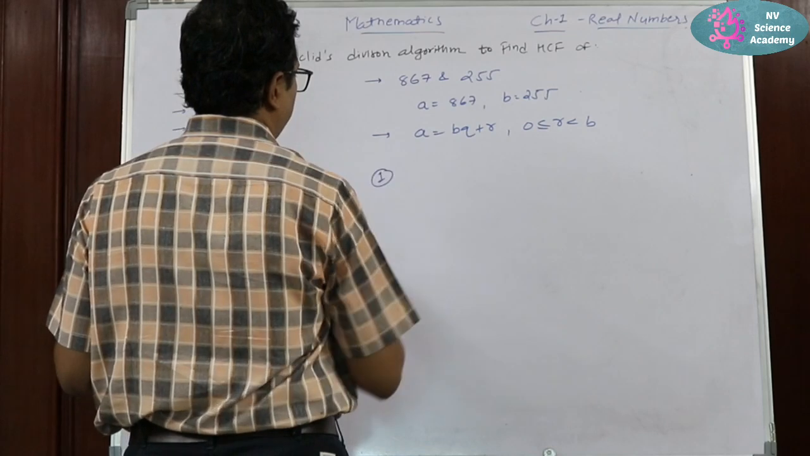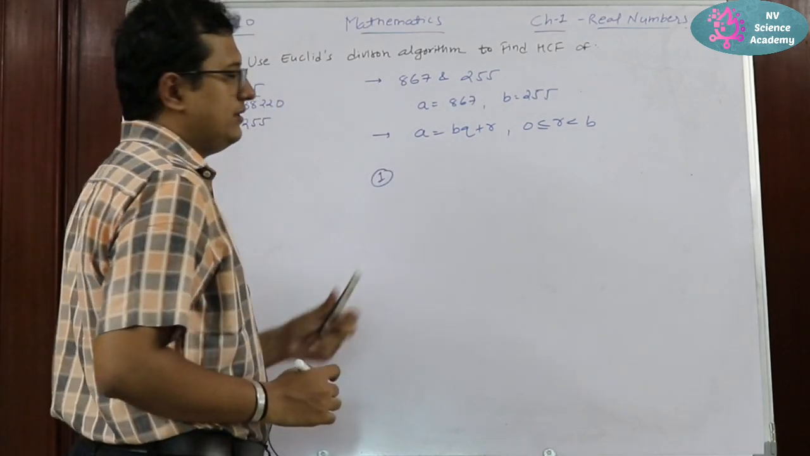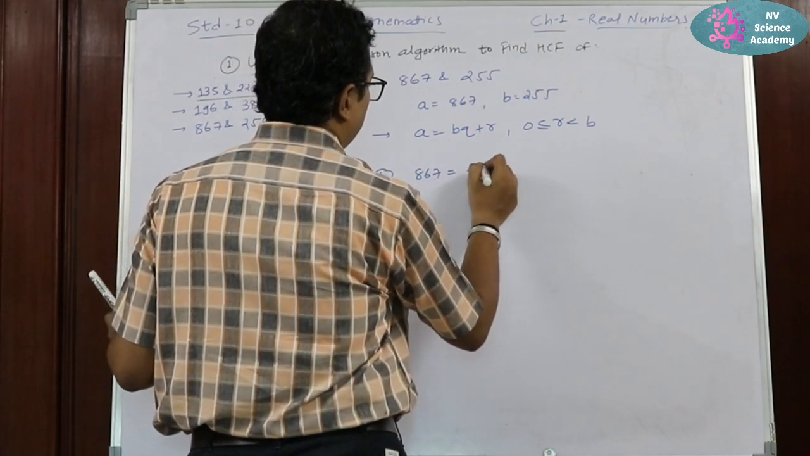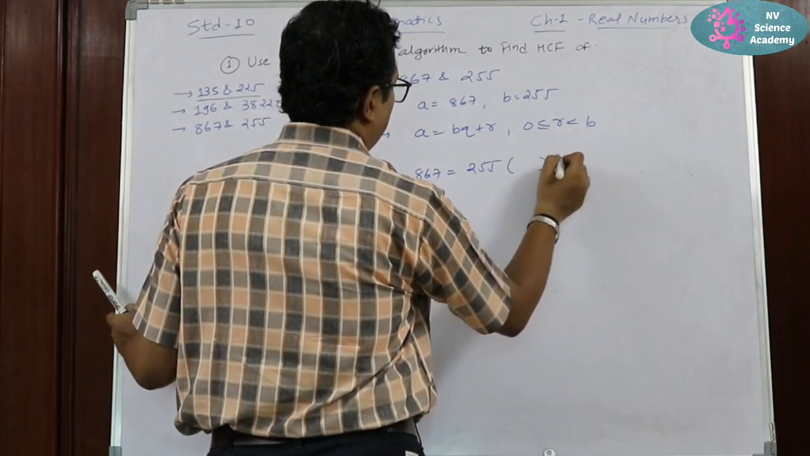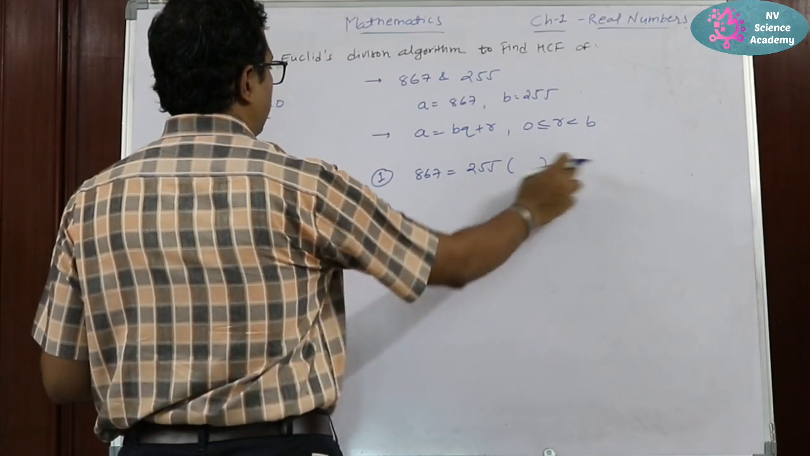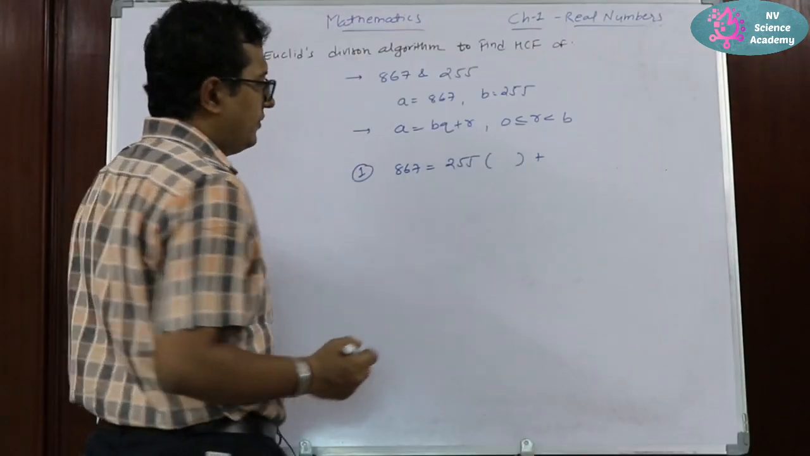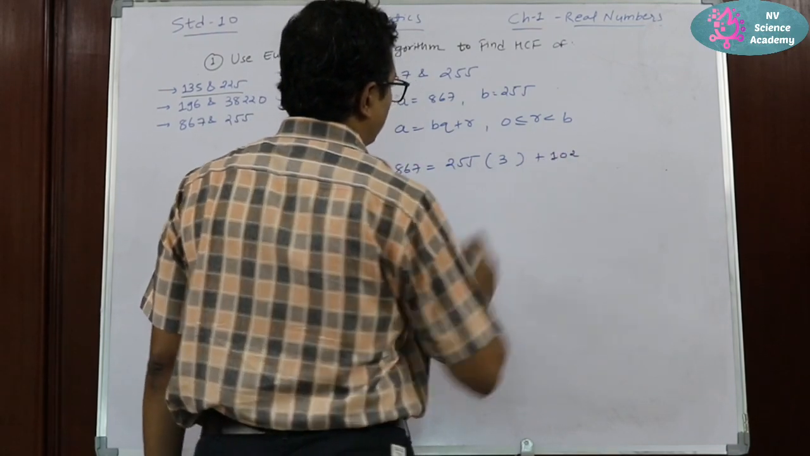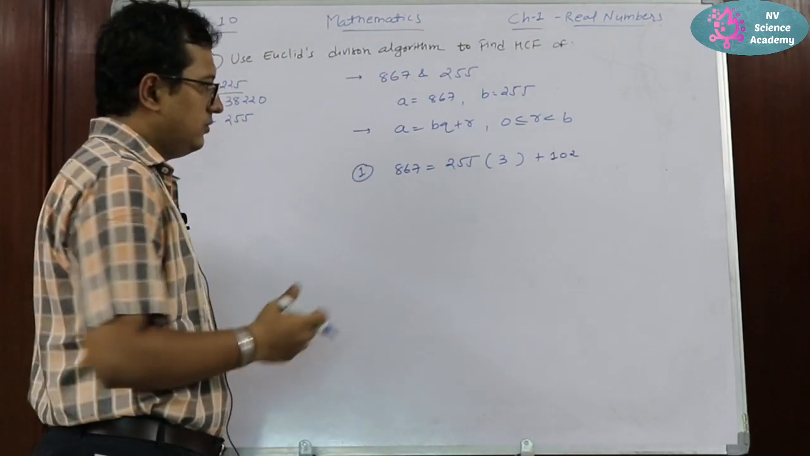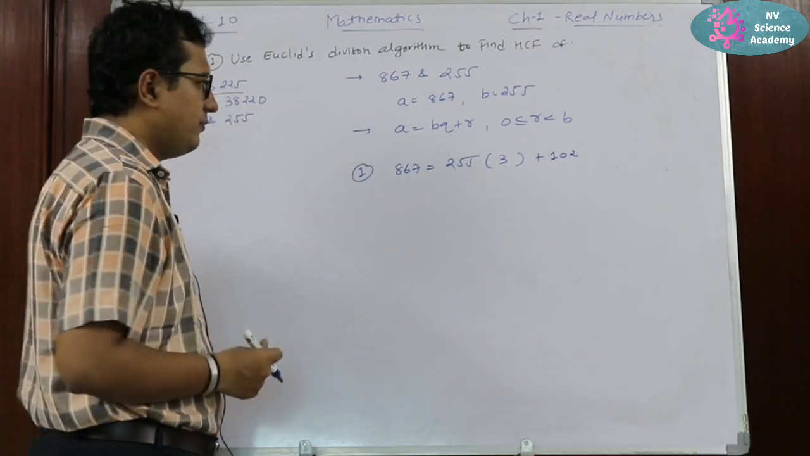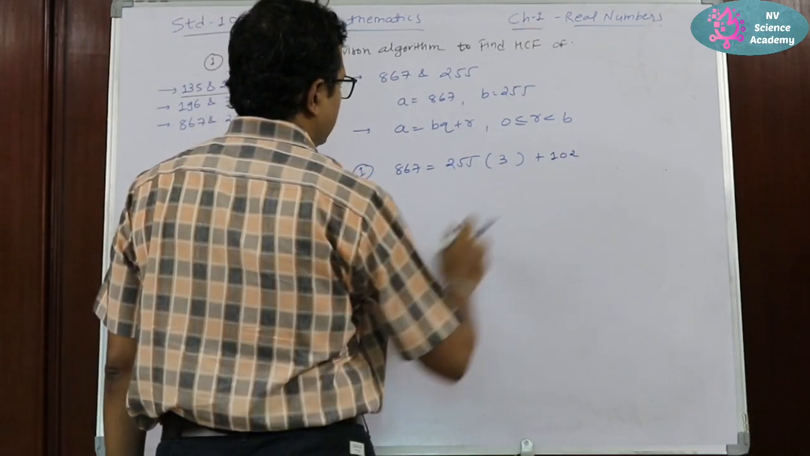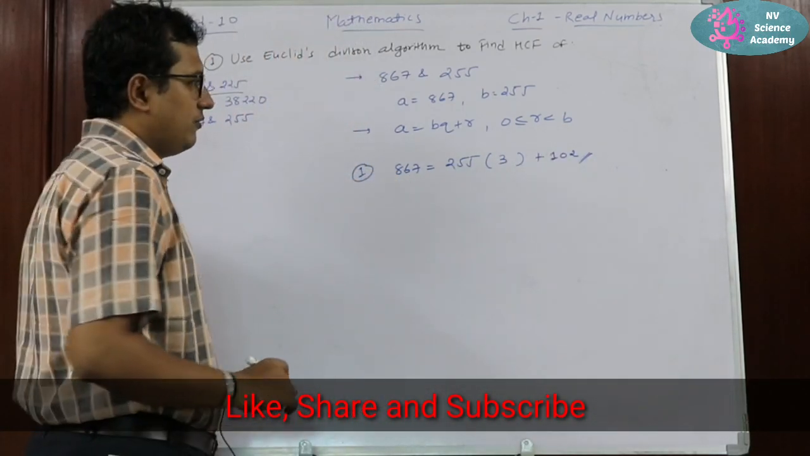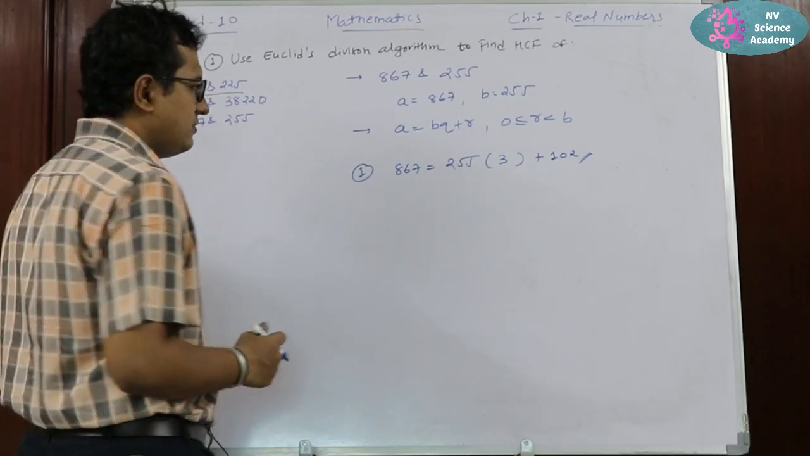Now for the first time we are going to put the value of A and B in the equation. So 867 is equal to 255 multiplied by dash plus dash. So we are going to find out the value of Q and R. So the value of Q is equal to 3 and R is equal to 102. You can do the mathematics and find out the value. It means the remainder is not 0. So we have to again apply the same equation.